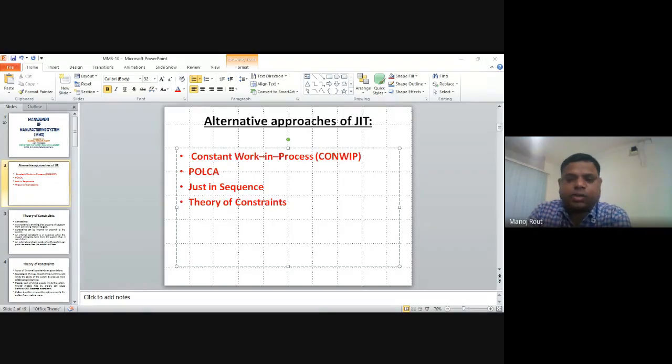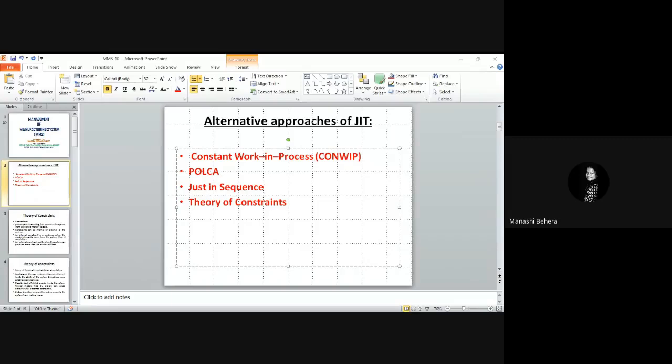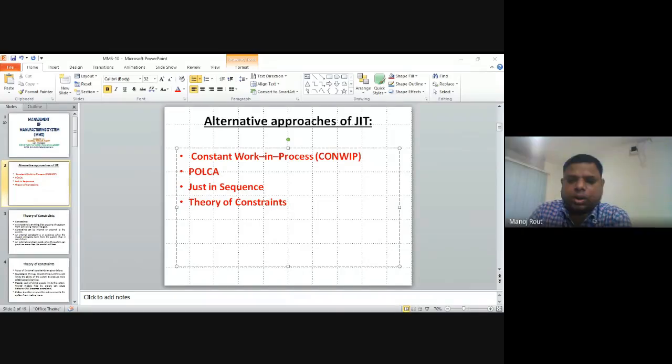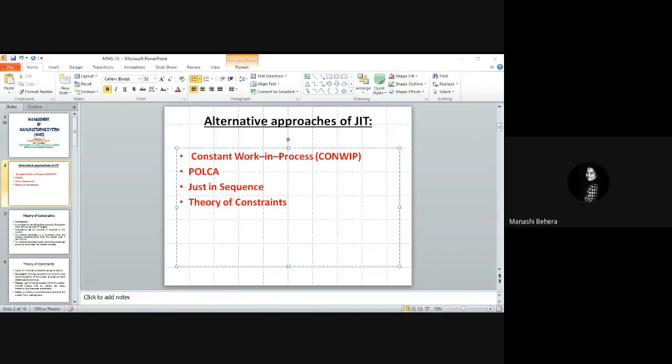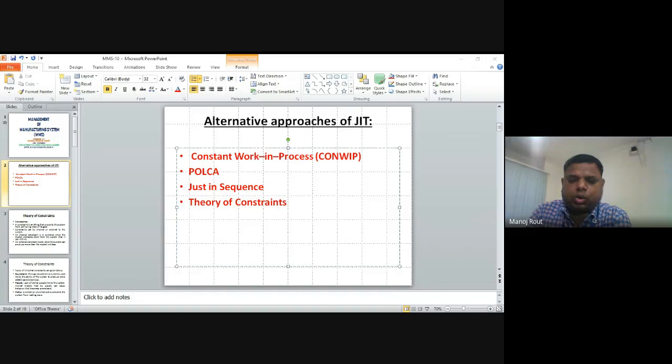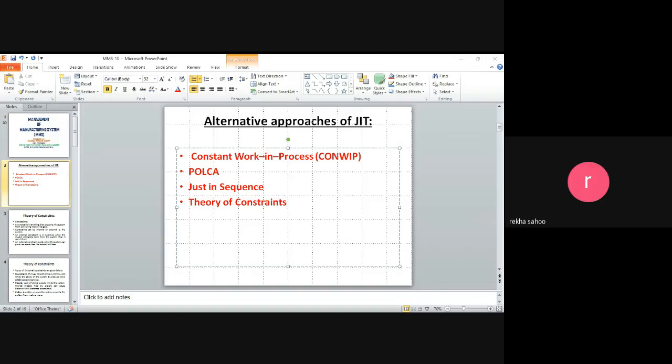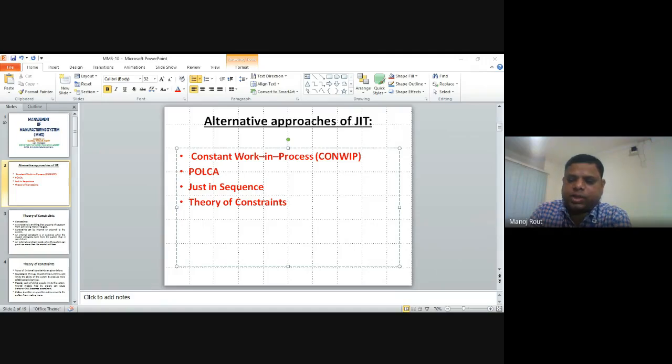Drilling is what type of manufacturing process? Manasi Vera? So, manufacturing. I provide three options: machining process, assemble process, or forming process. Which type of process is it? Forming process. No, no. Rekha? The machining process. Exactly. The answer is machining process.